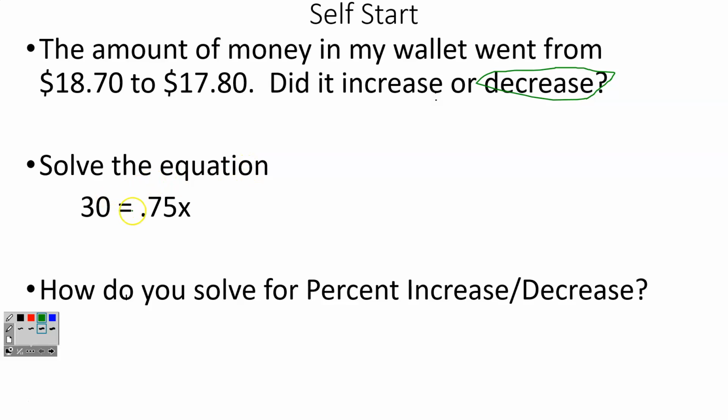Solve the equation. 30 equals 0.75x. So to do this, I draw my fence. What I do to one side, I do to the other side. That 0.75 and that x, they are connected by multiplication. So the opposite would be to divide both sides by 0.75. So when I type in my calculator 30 divided by 0.75, I get an answer. x equals 22.5.